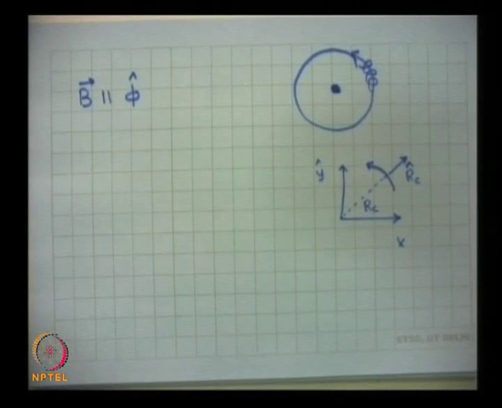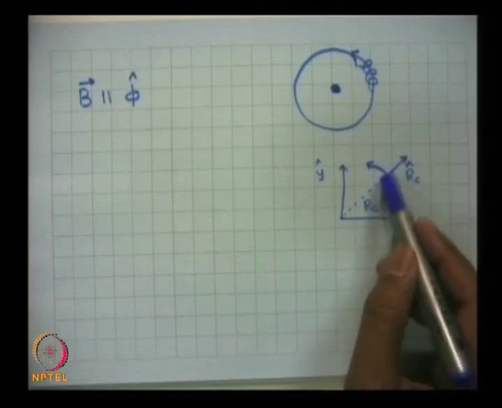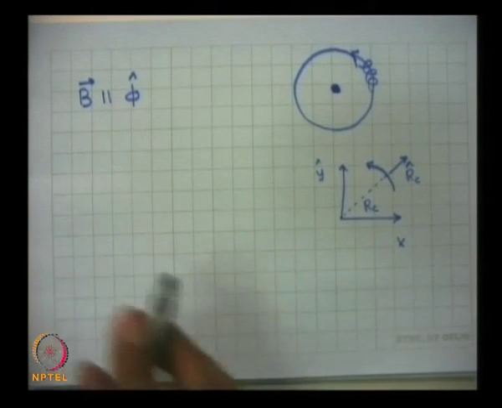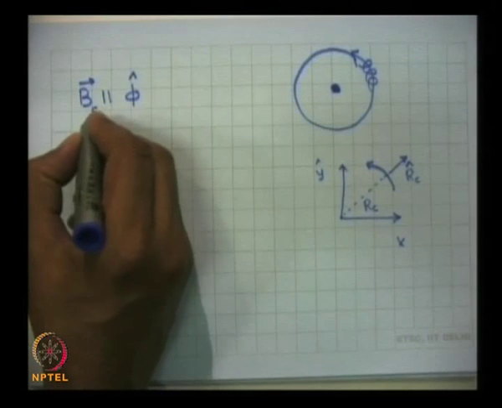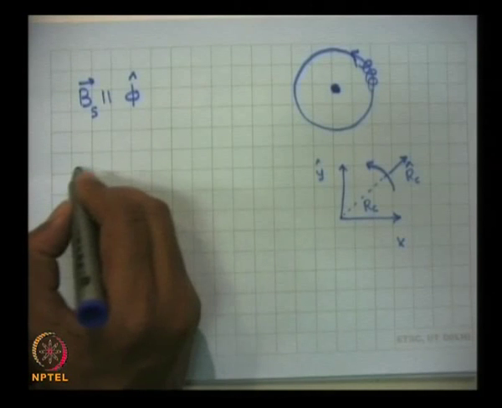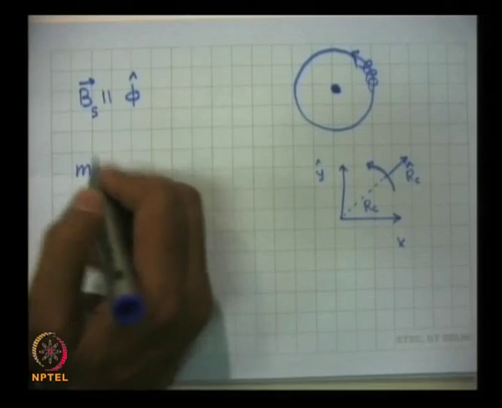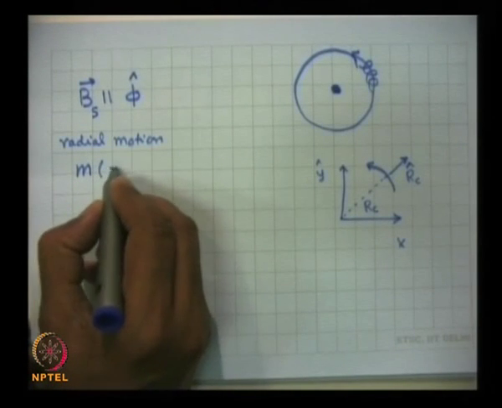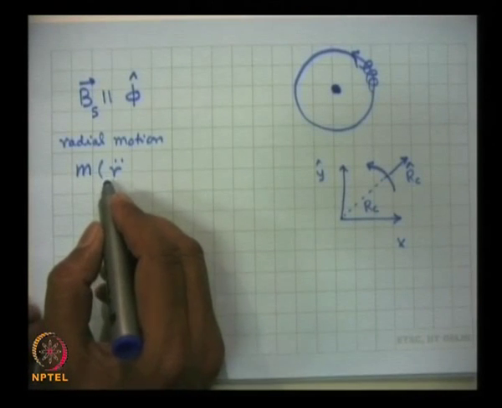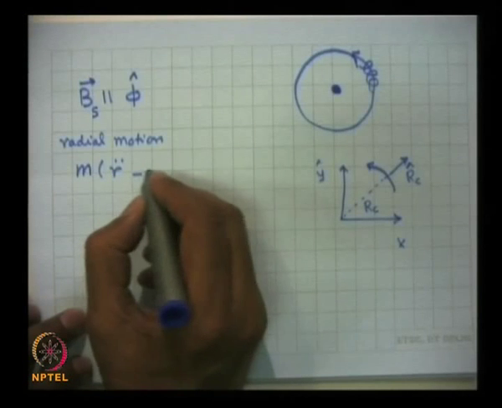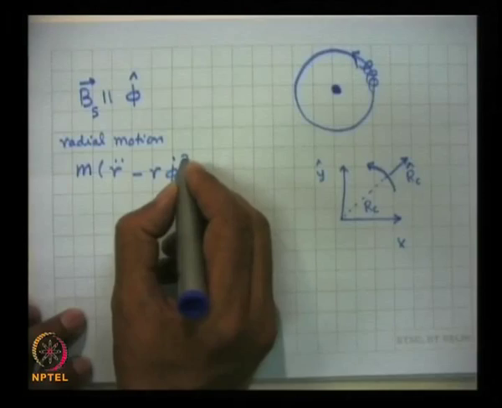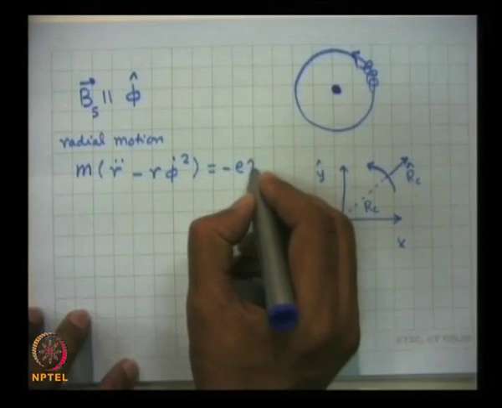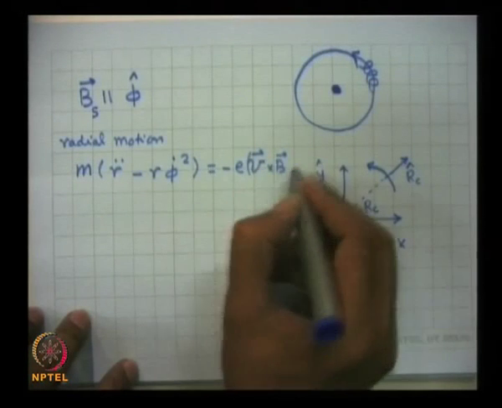So I want to find out, if my line of force has a curvature with radius of curvature RC, what is the equation of motion for the electron? There is no other field, just only magnetic field. So this is a static magnetic field, I will put a subscript S. My equation of motion would be, I will write down components of the equation of motion, so it is radial equation of motion. M R double dot, if R is the cylindrical polar coordinate of an electron, then the radial acceleration is R double dot minus R phi dot square. This is equal to radial force, which is minus E V cross BS.